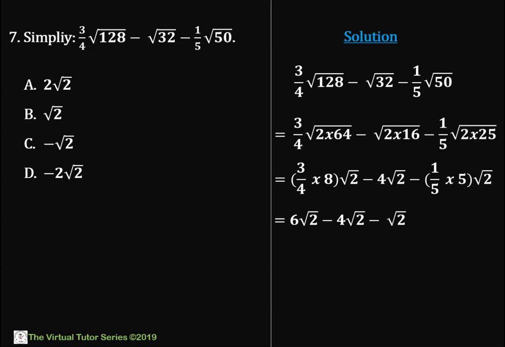Now that we have the surds to be the same, we can conveniently add or subtract the numbers. That is, 6 minus 4 minus 1 root 2. Note that root 2 is the same as 1 root 2. 6 minus 4 is 2 and 2 minus 1 is 1. So we have root 2. Hence, the correct answer is option B.